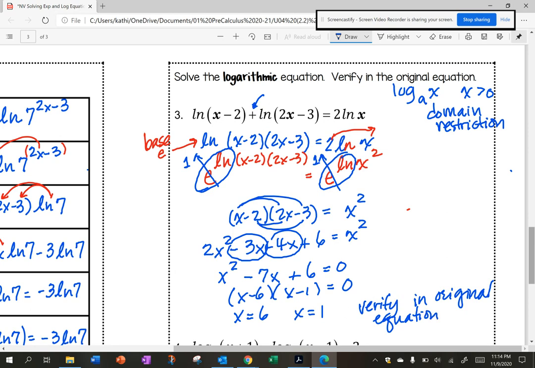And I have to make sure I'm greater than 0. So if I go check and substitute in 6, 6 minus 2 is 4, so that's positive. And 2 times 6 is 12, minus 3 is 9, that's positive, and 6 is positive. So 6 checks out. I verified 6. If I check 1, 1 minus 2 is negative 1, so I cannot take the natural log of a negative number, so this one does not verify. So my solution is just x equals 6.